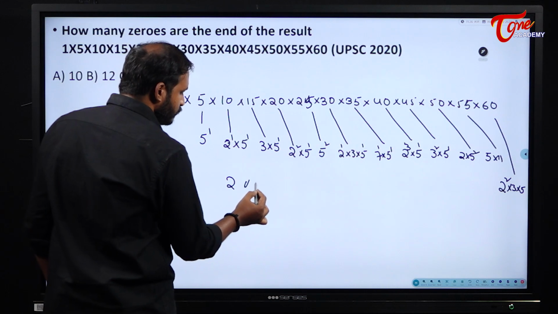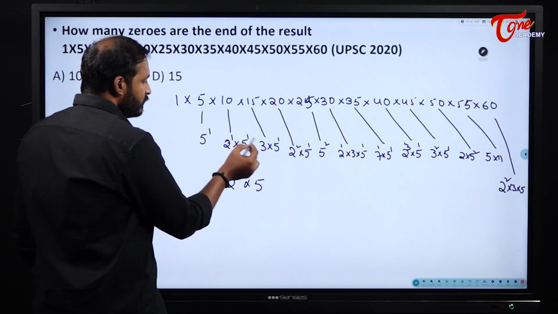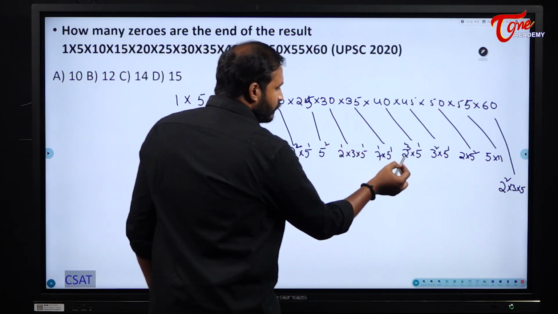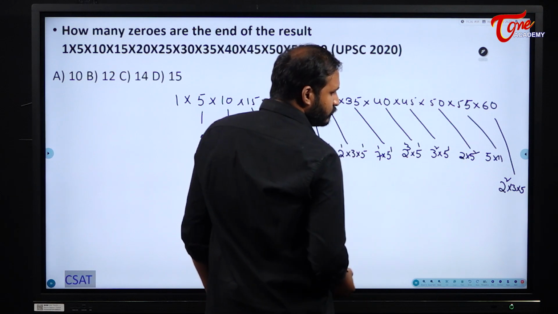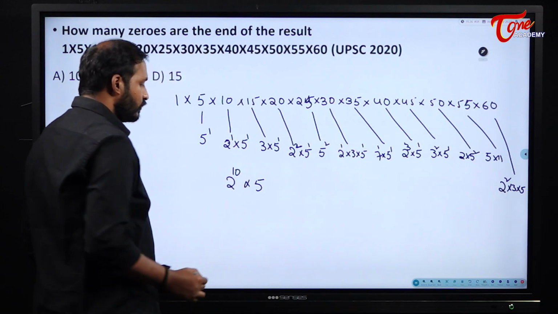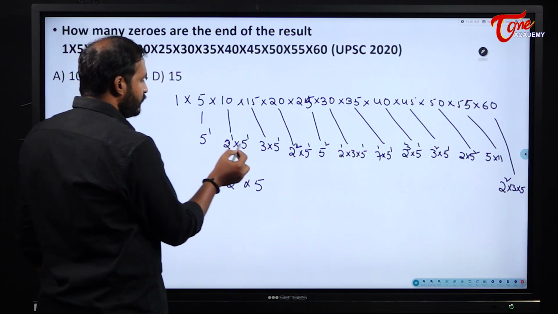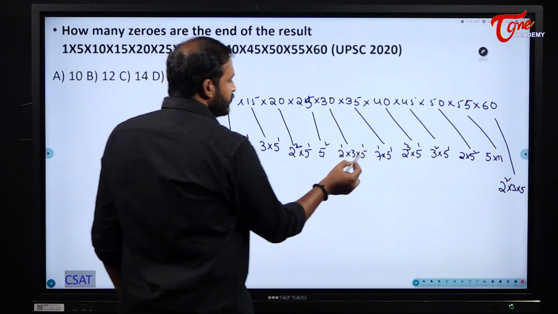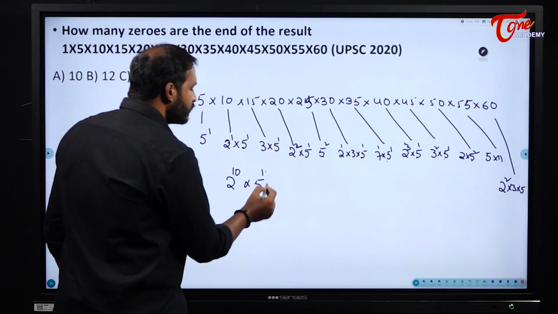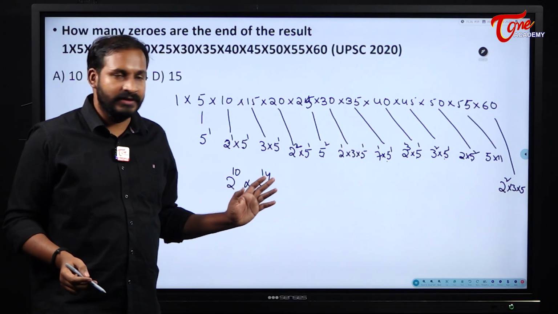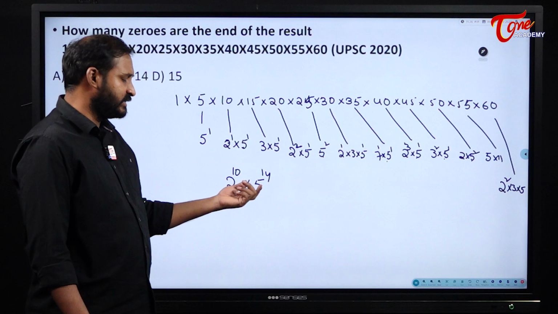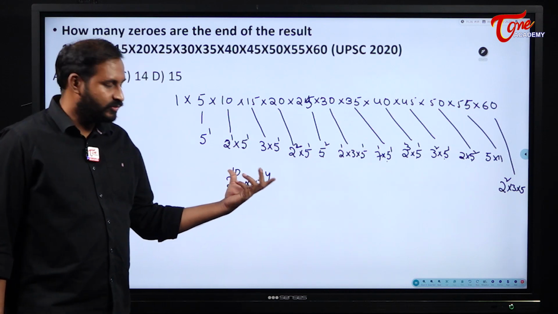Okay. So how many 5s are there? First of all, we will count how many 2s are there, and then we will go to 5s. 1, this is 2 square, 3, 4, plus 3, 7, plus 2, 9, 9 plus 1, 10. So total 2 to the power of 10. And 5s 1, 2, 3, 4, 5, 6, 7, 8, 9, 10, 11, 12, 13, 14. Or else directly also you can say there are total 12 multiples of 5 and we have 1 5 excess at 25 and 1 5 excess at 50. Like that also we can say like this. So total 12 plus 2, 14.